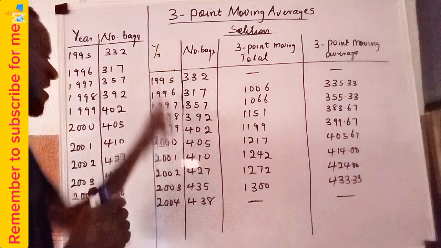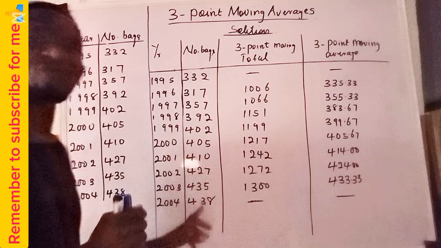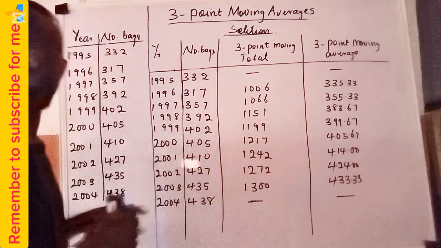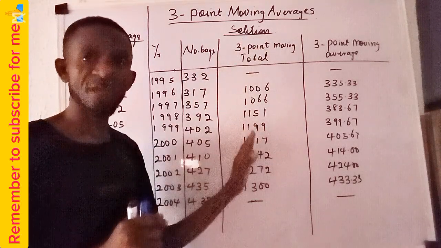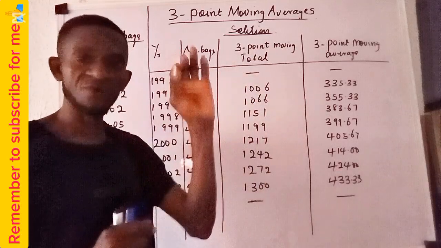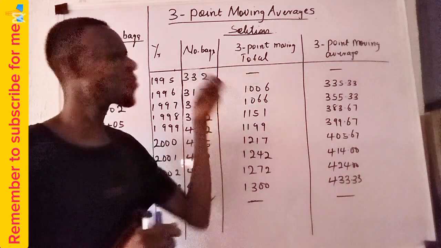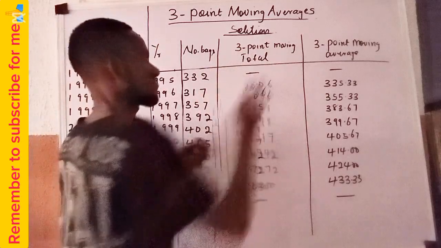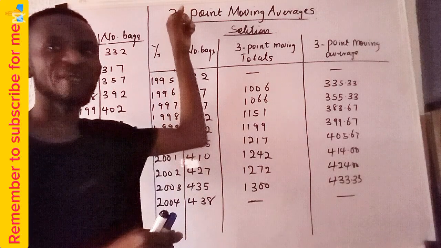Then this is our year, just like we have it here. These are the number of bags of beans produced in these various years, just like we had it here. Then we now come over here. We have a column as a way of providing solution to these 3-point moving averages, which of course is required from us. We had decided to begin by obtaining what we call 3-point moving totals. 3-point moving totals. Interest should be paid on this number 3 here.